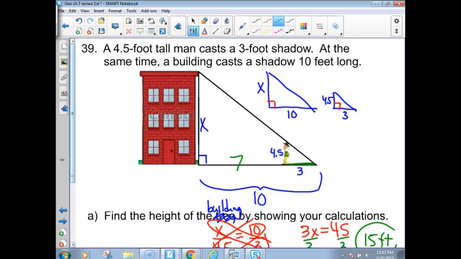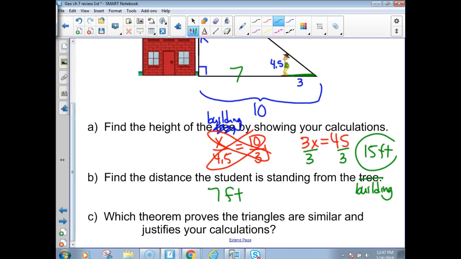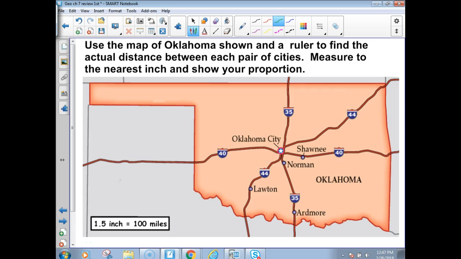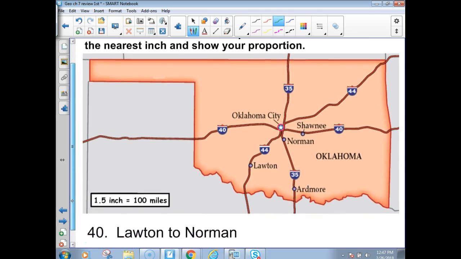Oops, I forgot part C of that lovely question. Which theorem proves the triangles are similar? Because we have two sides that are similar, this would be by side, angle, side, similar, because we know about the right angle. So we had two sets of proportional sides and an angle between them. SAS similar.